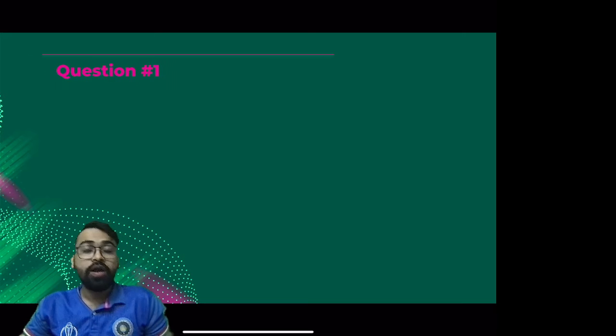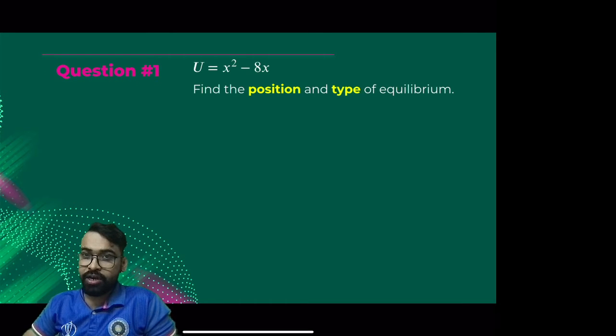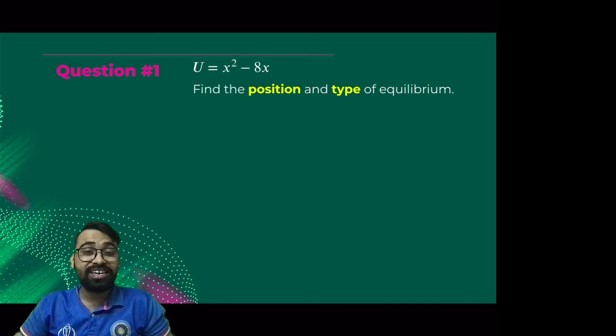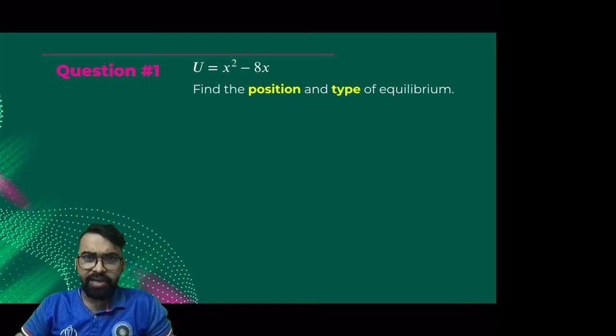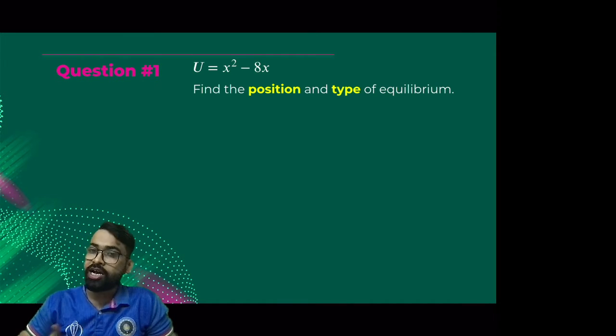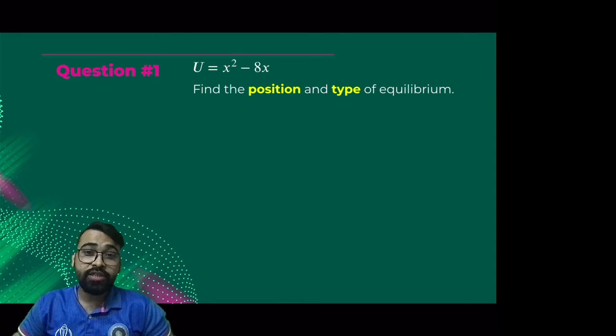Question number 1. What does it say? It says that you have a function given. The function is for potential energy. It says that U is given as x square minus 8x. Only information being given to you, and then you are asked something. What is it that you are asked? You are asked to find the position and type of equilibrium.